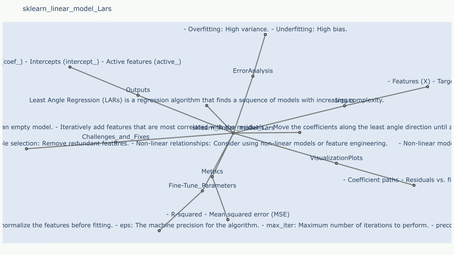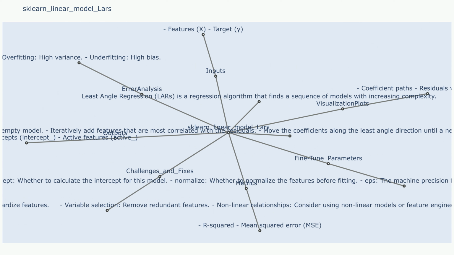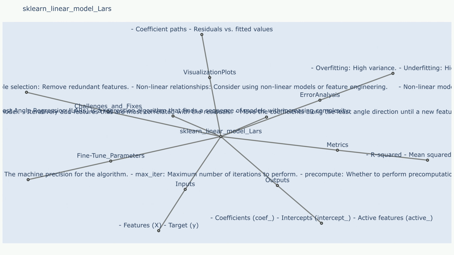Parameters. Challenges and fixes. Challenge 1. Collinearity. When features are highly correlated, the LARS algorithm can become unstable and produce unreliable results. Sample use case that resulted in challenge 1. A dataset with multiple features that are highly correlated, such as height and weight. Fixes to challenge 1. Feature selection. Remove highly correlated features from the dataset. Regularization. Use regularization techniques like lasso or ridge regression to penalize large coefficients and reduce the influence of correlated features.